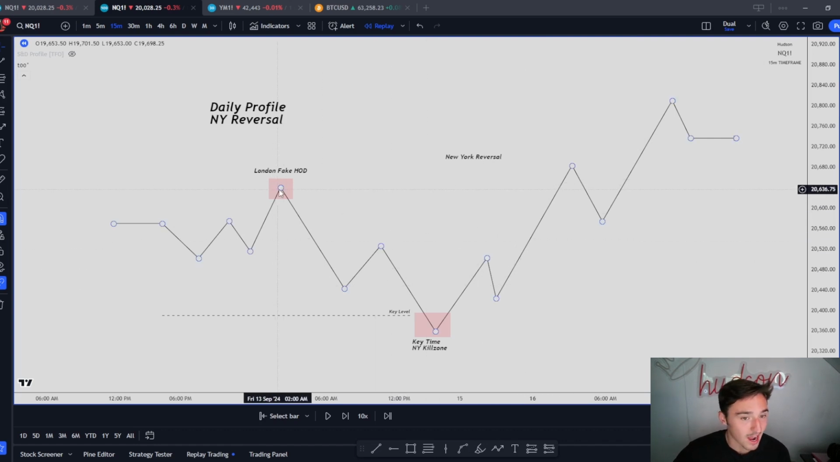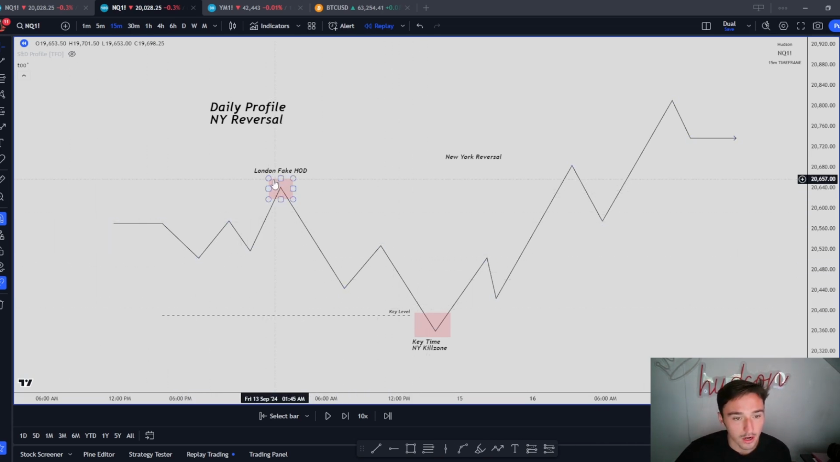You can target this high, or if there's a high over here that we're going into, you can target that as well. But this is going to be a New York reversal, right? So we have open, we have midnight, and we have high of day, which is going to be your London fake high of day from 2 to 5 in the morning. And then we have a key level down here. But wait, remember, we have not traded into a key level. That is why it's going to be your fake high of day or low of day profile. There's no key level here, right?